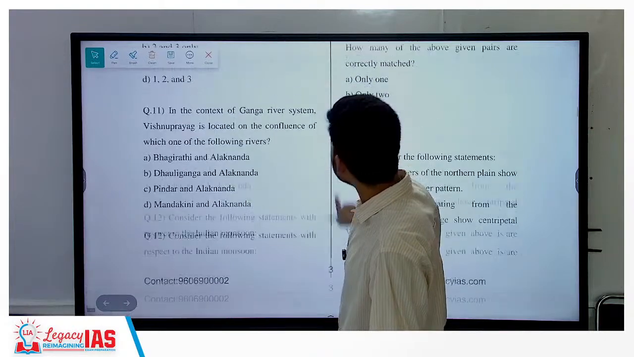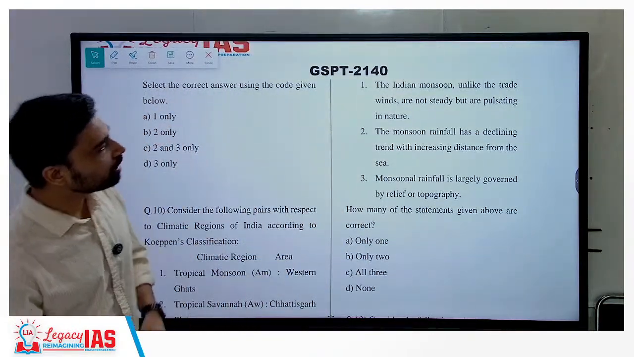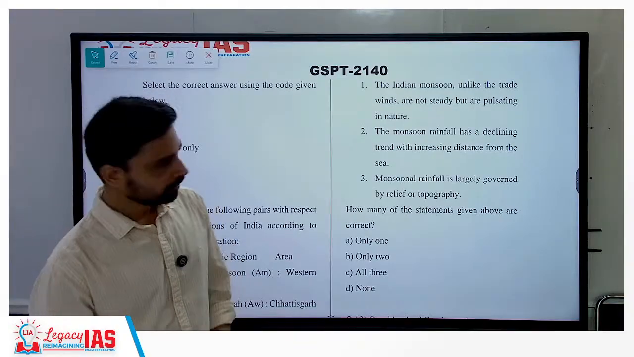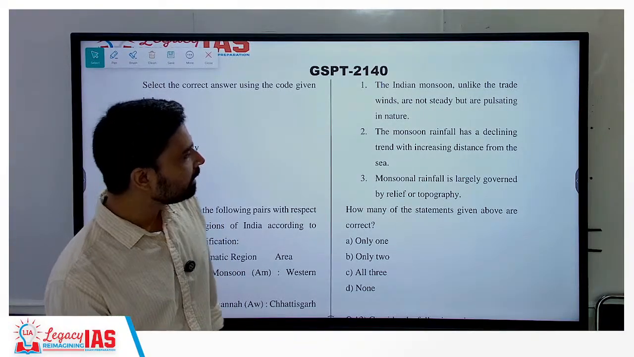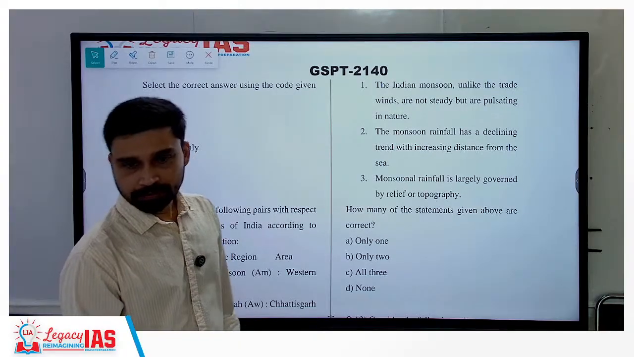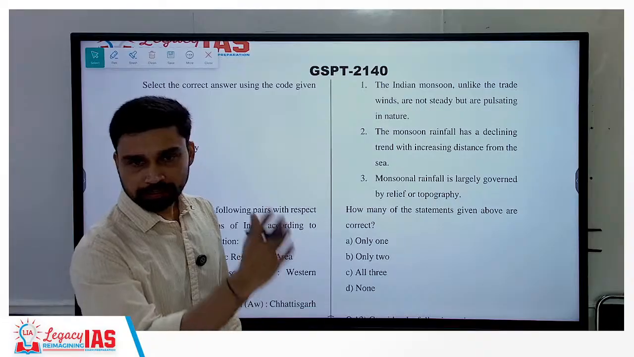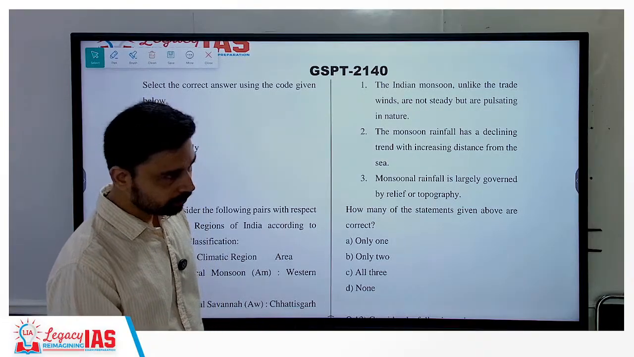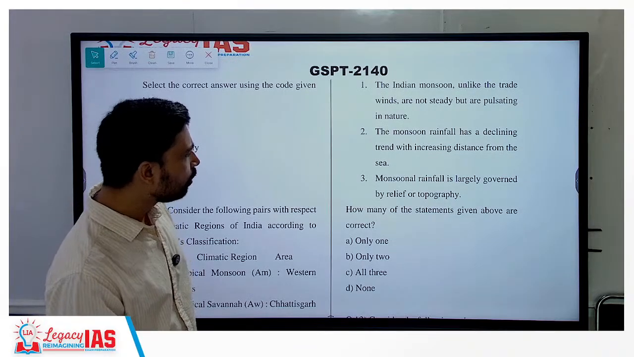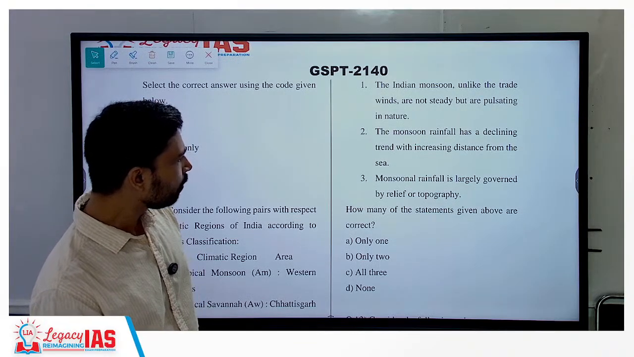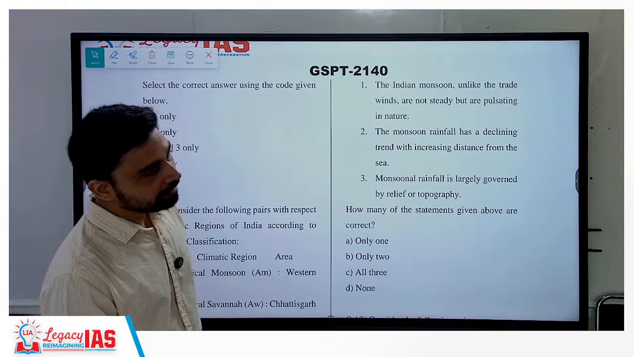With respect to Indian monsoon, the Indian monsoon, unlike the trade winds, are not steady but are pulsating in nature. True or false? True. Okay, monsoon rainfall has a declining trend with increasing distance from sea. Right, that is correct, because both from western side, eastern side, as you go far inland, rainfall keeps on reducing. So correct. Monsoonal rainfall is largely governed by relief or topography. True or false? True.